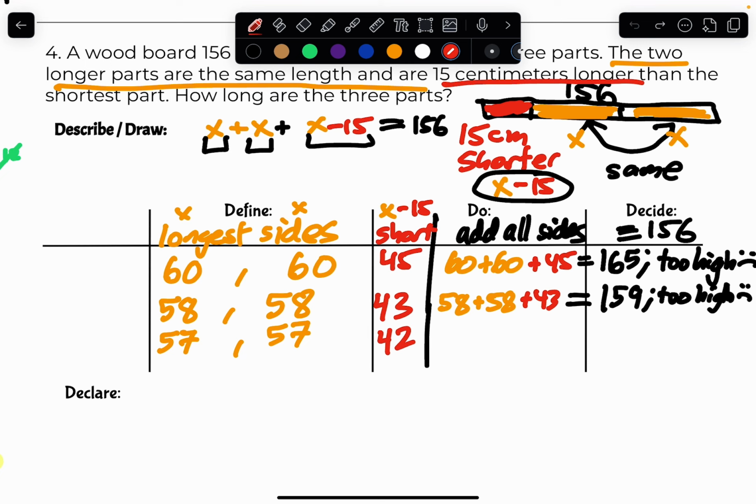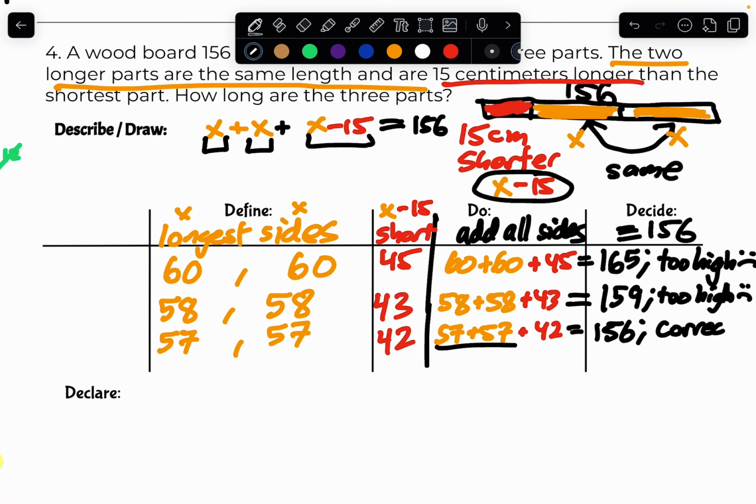57. Oopsie. 57 plus 57 plus 42 is equal to 114 plus 42. So 114 plus 42 is 156. That was correct. So if you got that one right, nicely done.